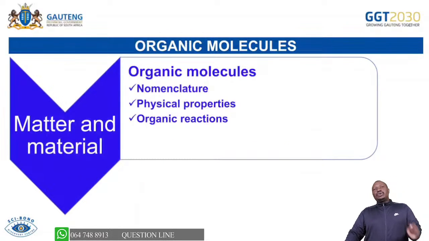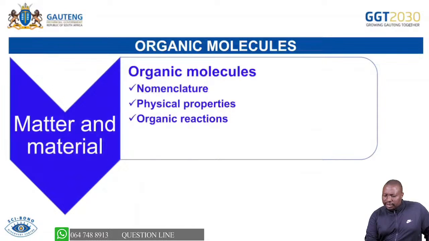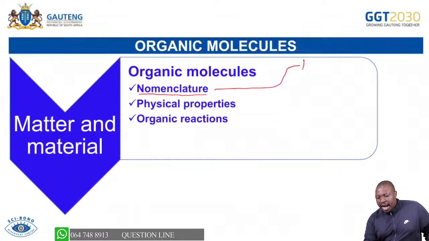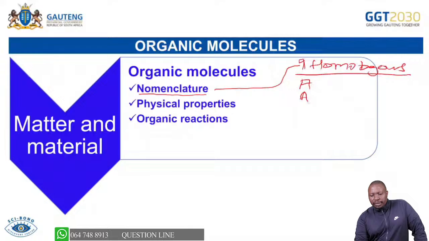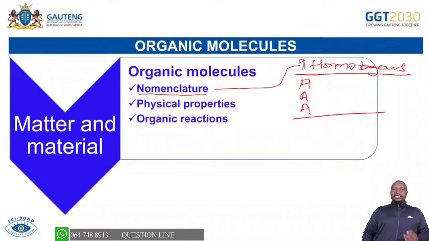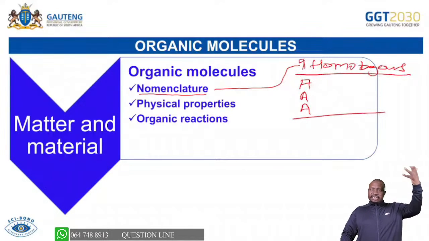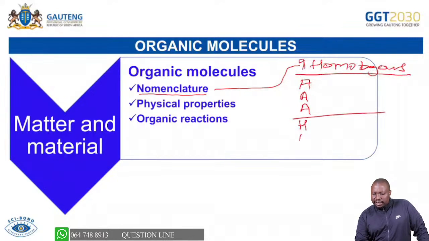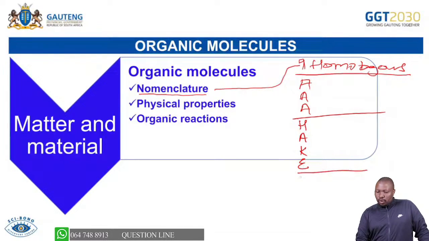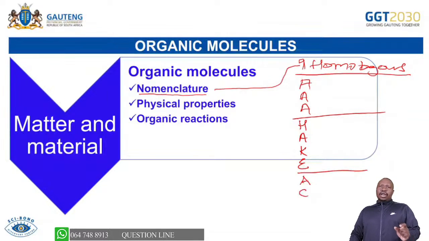Now, as I indicated, we are going to deal with organic molecules, and we're going to focus on nomenclature here. The first thing under nomenclature is that we have 9 homologous series. So that's where you start. You always know that in physical science grade 12, we have 9 homologous series, which are your alkanes, alkenes and alkynes. I always refer to them as AAA so that you don't forget. It's alkanes, alkenes, and alkynes. Then we have haloalkanes, aldehydes, ketones and esters, and we have as well AC, which is your alcohol and carboxylic acid.